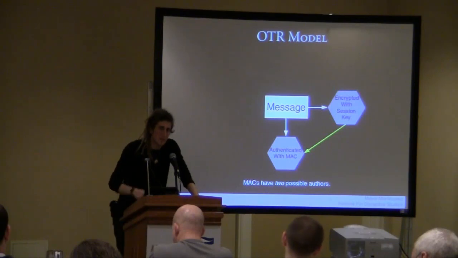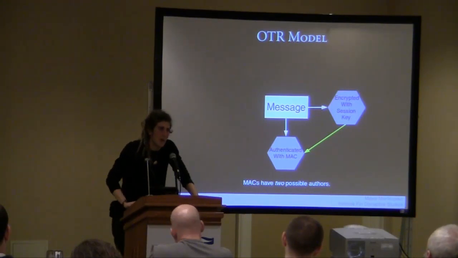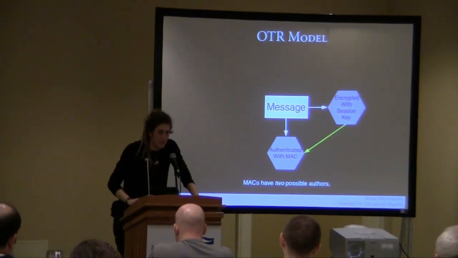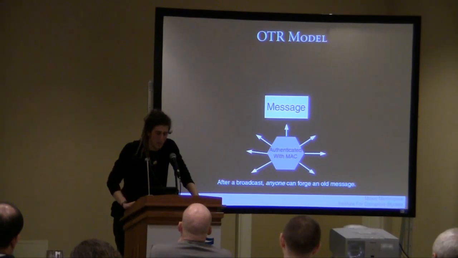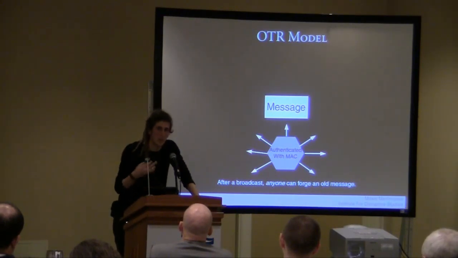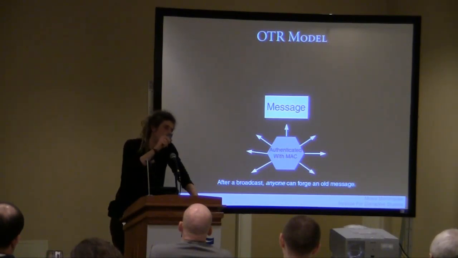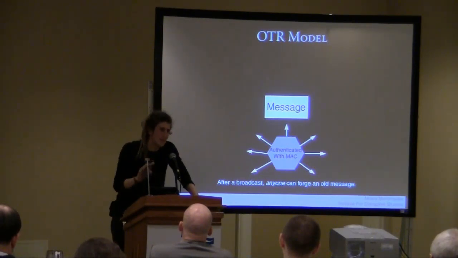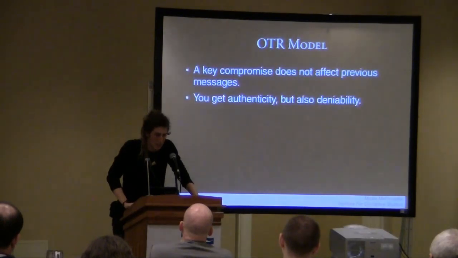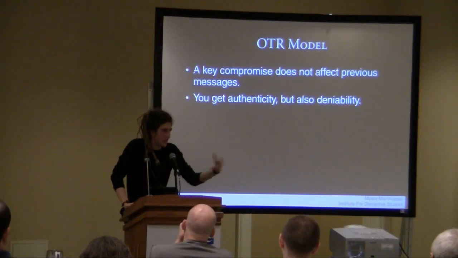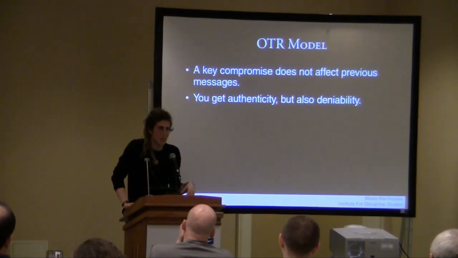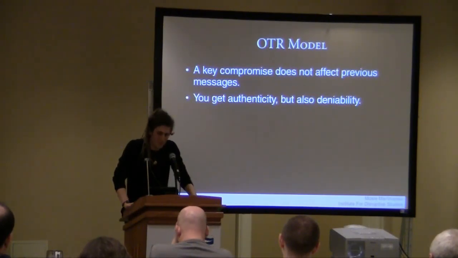What's more, since the session keys are constantly rolling forward, that means the MAC keys are constantly rolling forward as well. And that means that as the MAC keys become obsolete, you can just broadcast them in the clear. And once you broadcast them in the clear, anyone can forge previous messages, which means that you have an even greater sense of deniability, where you could say, not only did Bob write this, but anyone could have written this. Any eavesdropper could have written this message. So with the OTR model, a previous key compromise does not affect all your previous correspondence, and you get authenticity, but you also get deniability.